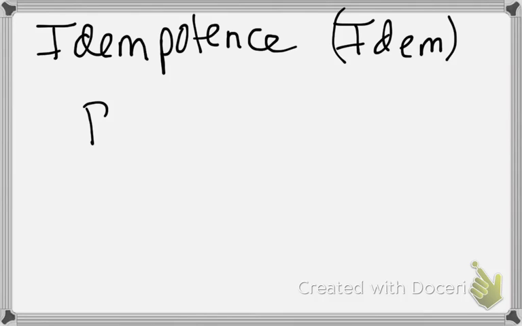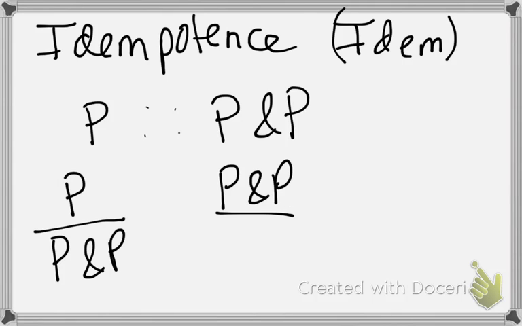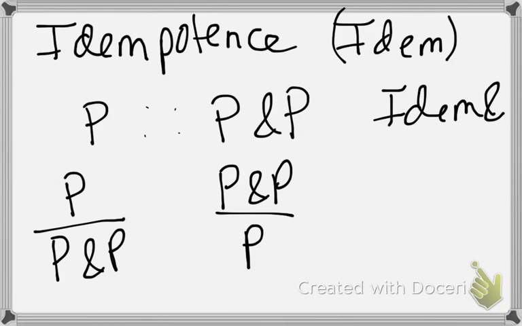The rule of idempotence says if you have the formula P, then you can derive the formula P and P. Or if you have P and P, then you could have just P. So it goes from P to P and P, or it goes from P and P to P. So that's idem and. Not that I care about the and part, and one of them your text labels is idem in and idem elimination. Don't worry about that.